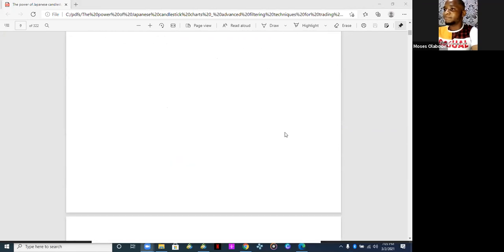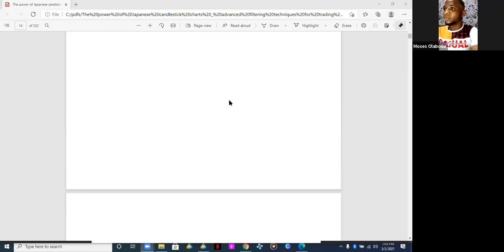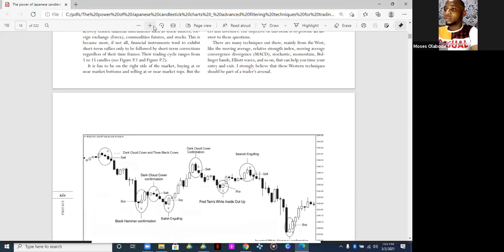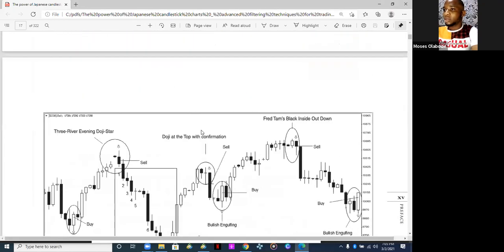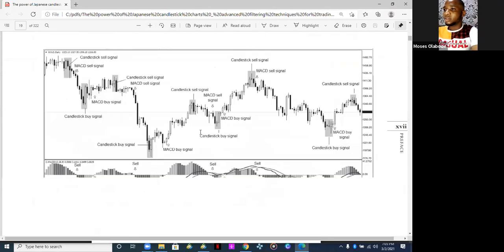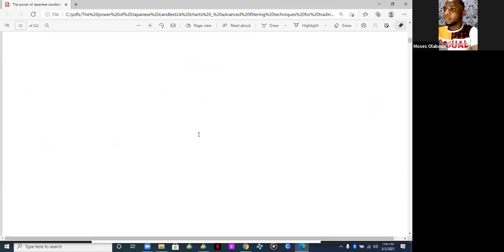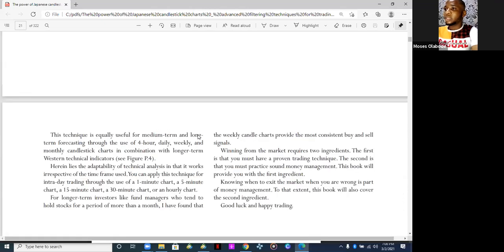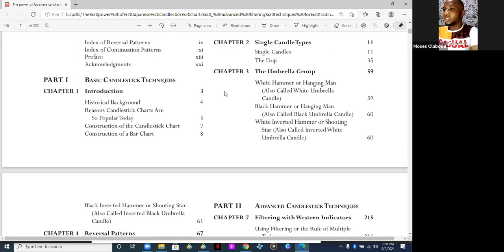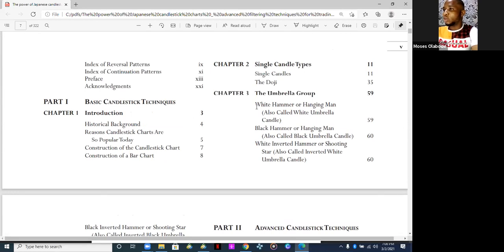We stopped at spinning top. Where is our spinning top page? Let me try to search for that from the index here. Spinning top, where art thou? These are umbrella candles. Page 60. Let's look at this from page 60.